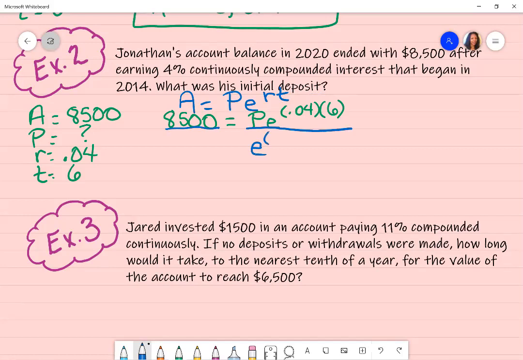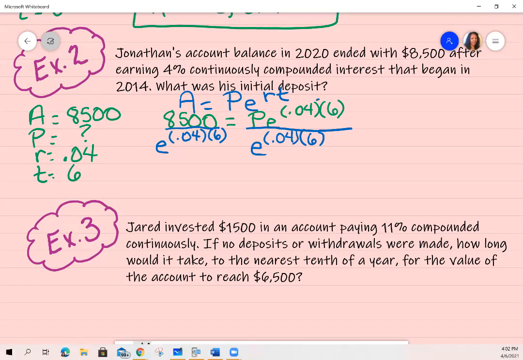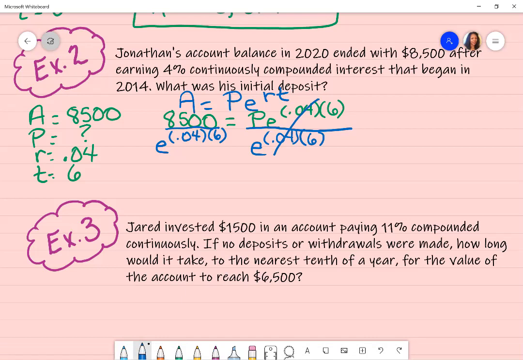So that's going to be E raised to the 0.04 times 6. And of course, you can go ahead and multiply the exponents, but I'm just going to leave everything as it is. And that's what I'm going to put in the calculator. So on the right-hand side, I'm getting rid of everything that will stop P from being by itself. So if I cross that out, guess what? P is by itself. I like my variable on the left-hand side, so I'm going to flip it.